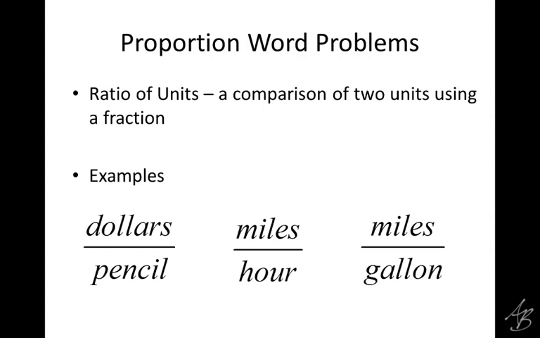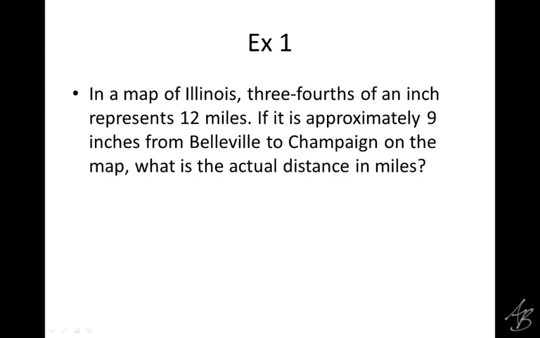All right, so first problem, first example, we have a map of the state of Illinois. The map is obviously smaller than the state of Illinois, right? The state of Illinois is pretty big. If we want to look at a map, we need a smaller version of it.